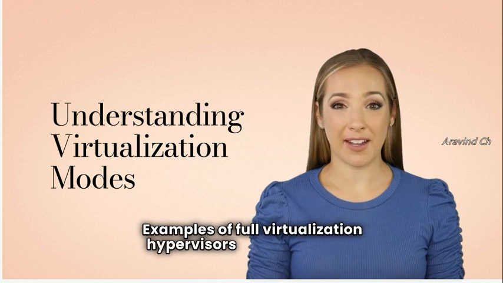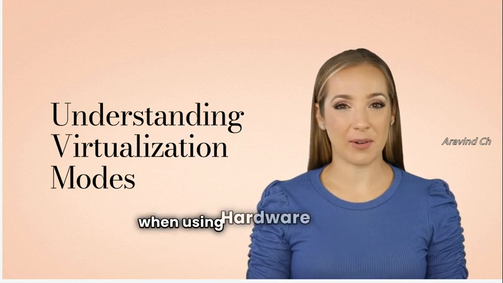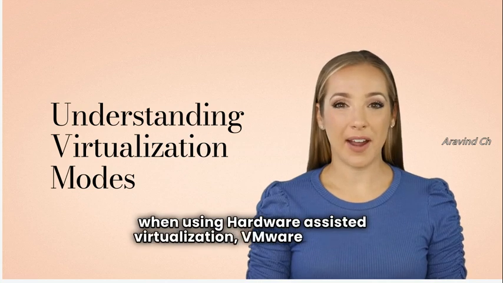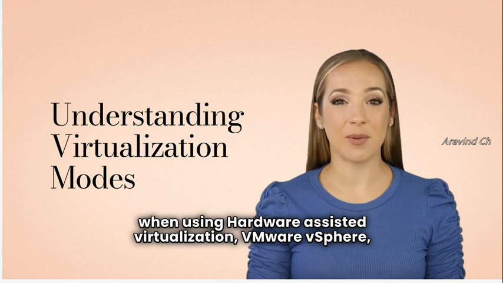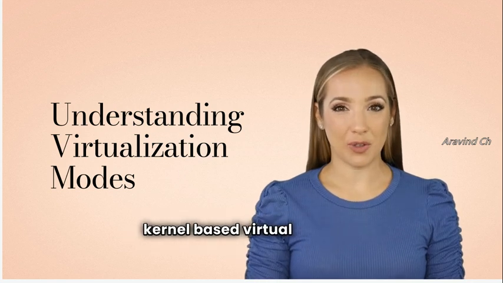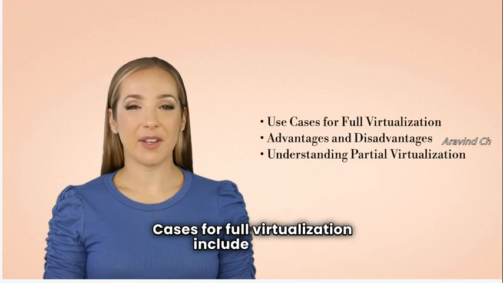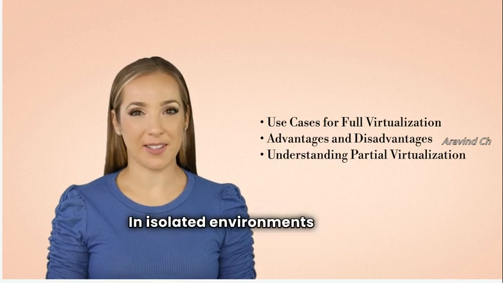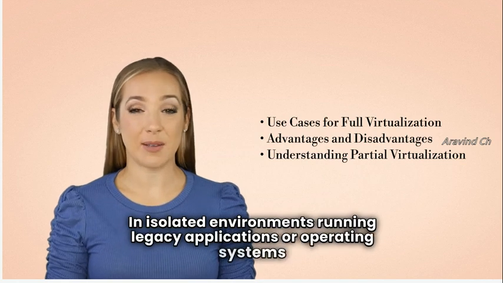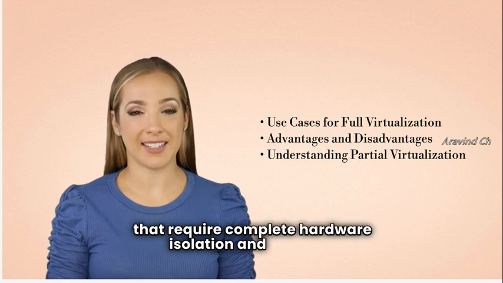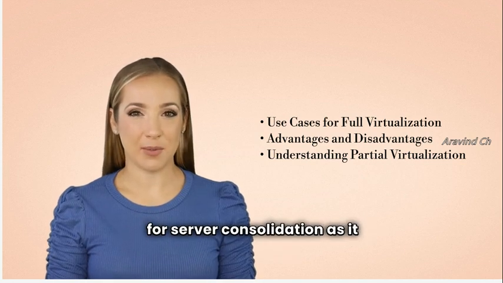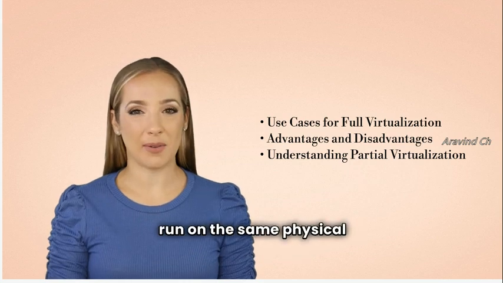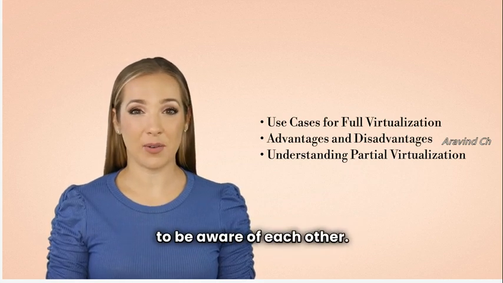Examples of full virtualization hypervisors include Hyper-V when using hardware-assisted virtualization, VMware vSphere ESXi, KVM (kernel-based virtual machine) with hardware support, and Xen with hardware-assisted support. Use cases for full virtualization include running unmodified guest OSes, Windows, Linux, etc., in isolated environments, running legacy applications or operating systems that require complete hardware isolation, and it is ideal for server consolidation, as it allows multiple OSes to run on the same physical hardware without requiring them to be aware of each other.